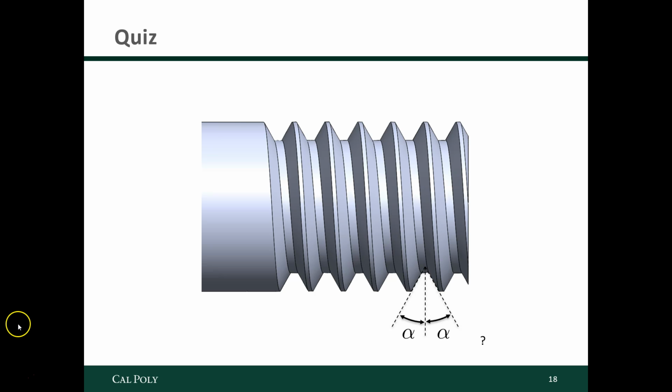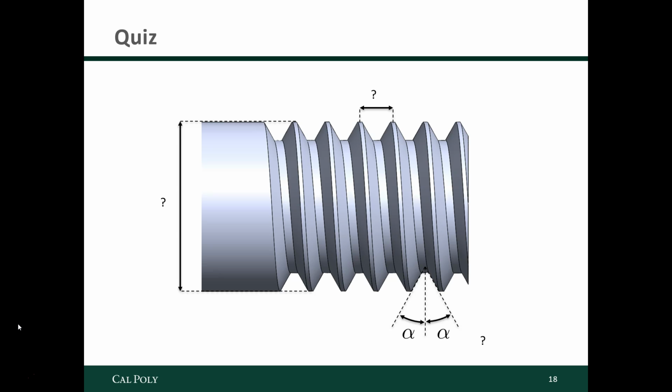So here's a quiz. What is this called? Think for a second. That is the thread angle. How about this one? That's looking at the diameter of the crests of the threads. That's called the major diameter, and it's given a symbol D subscript M.